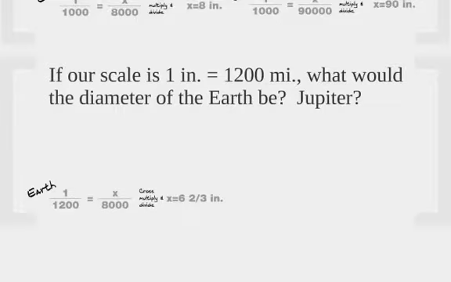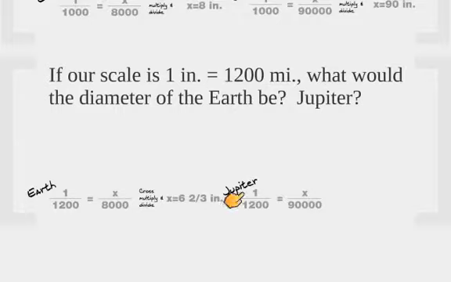So maybe you realize you don't have enough material to make a scale model of Earth with 8 inches. So you said, okay, well, let's make an inch be a little bit longer. So it's 1,200 miles. So now we do make up that material, 6 2/3 inches. Now, Jupiter. Here's that proportion.